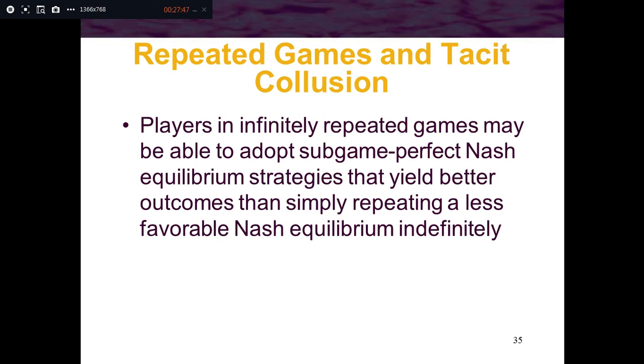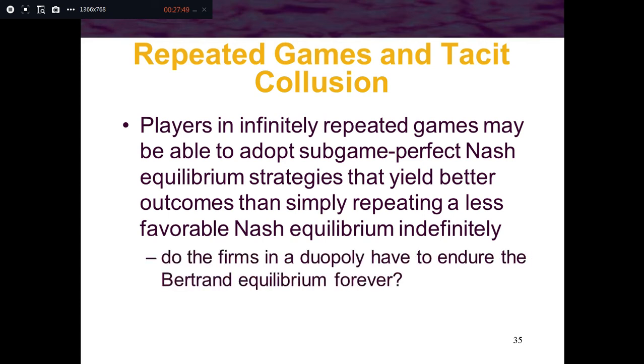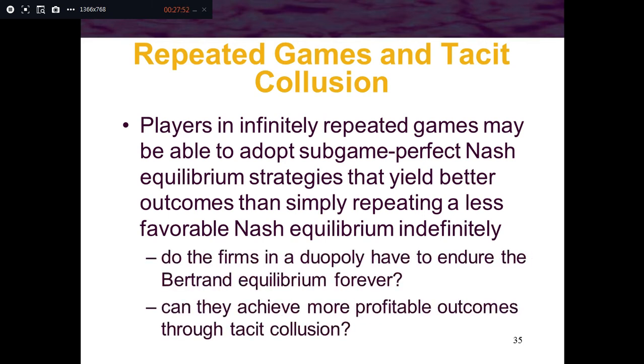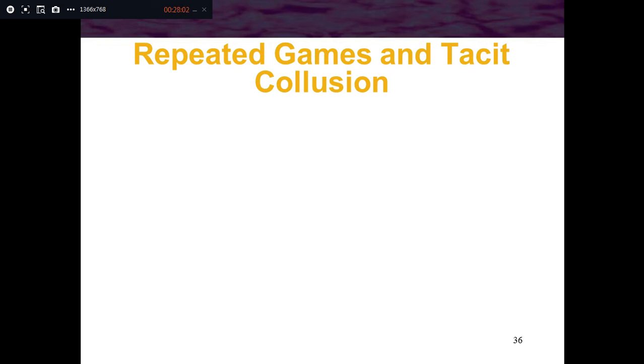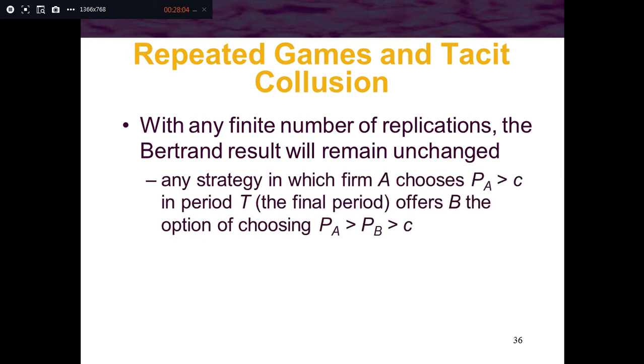So do the firms in the duopoly have to endure the Bertrand equilibrium forever, or can they achieve more profitable outcomes through tacit collusion? That is the question. With any finite number of replications, the Bertrand result will remain unchanged.